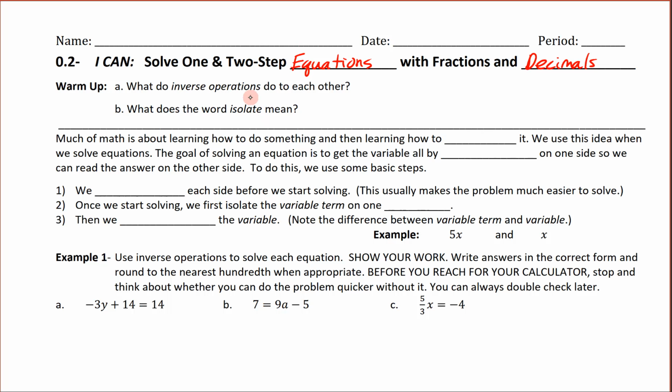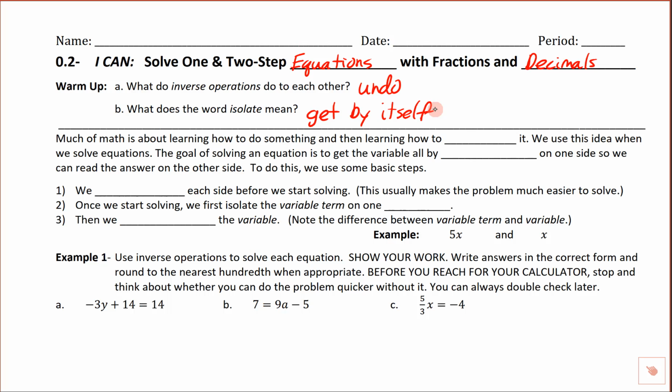So remember, the word inverse means that we're going to be undoing the operations. So inverse operations undo each other. So let's write the word undo right here. And what does the word isolate mean? Isolate means get by itself. So when we isolate something, we get it by itself. So if you were isolated in a room, you'd be in the room by yourself.